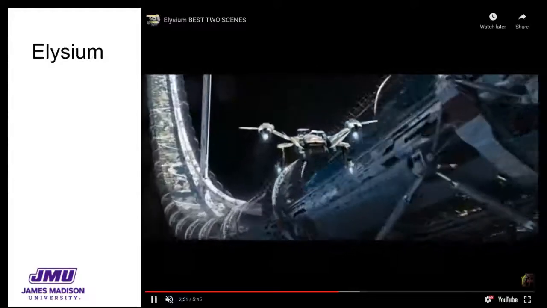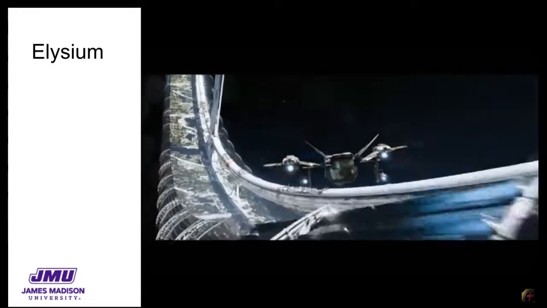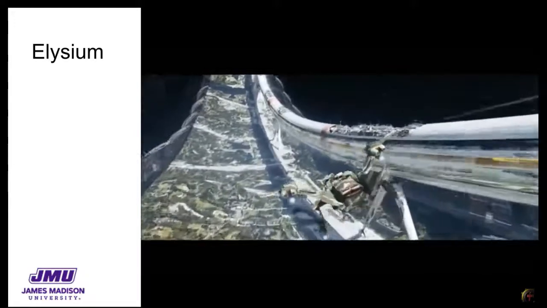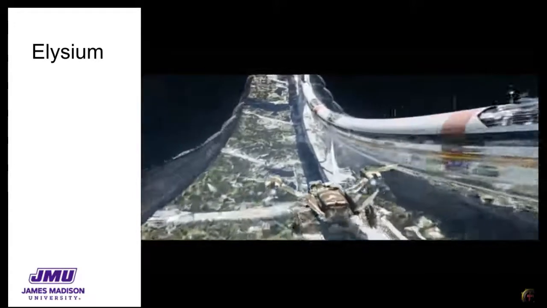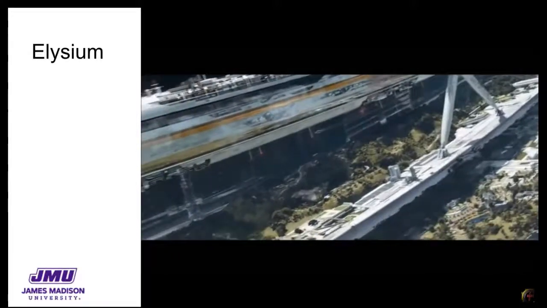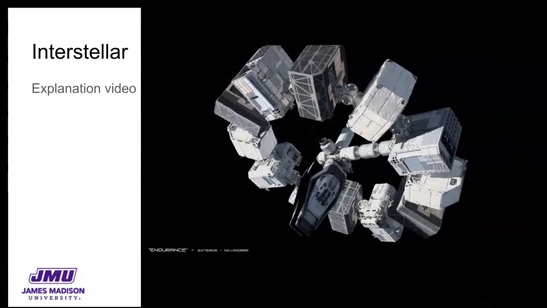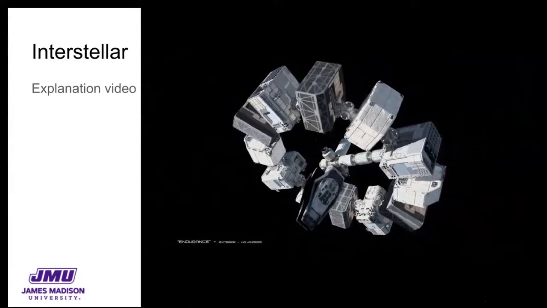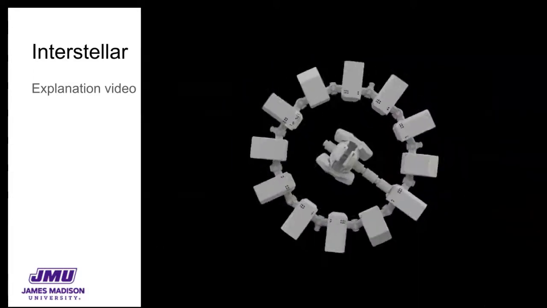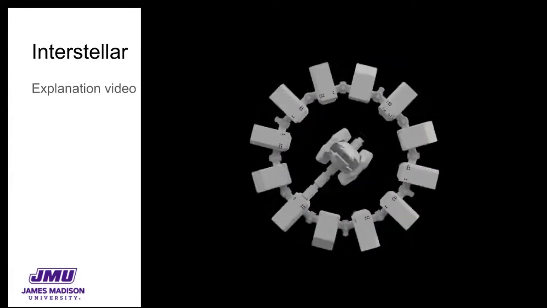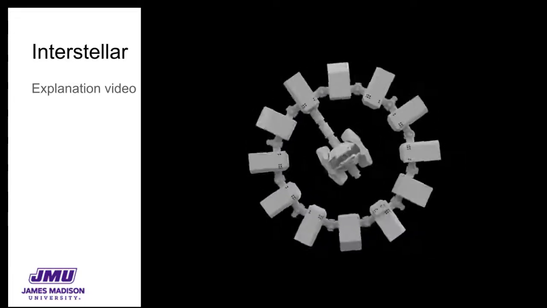This is also shown here in Elysium, which is a movie I've never seen, but in this one, the ring is huge, and so you are able to accommodate entire towns and farms and things like that. Another smaller ship with the spinning effect is in the movie Interstellar. In this one, it's not a complete continuous ring, but a series of pods attached to one another, and you would still get the same effect.